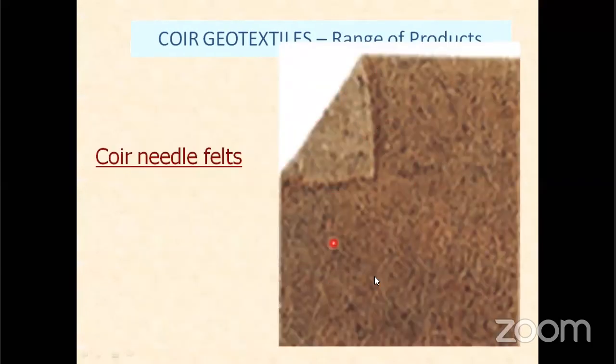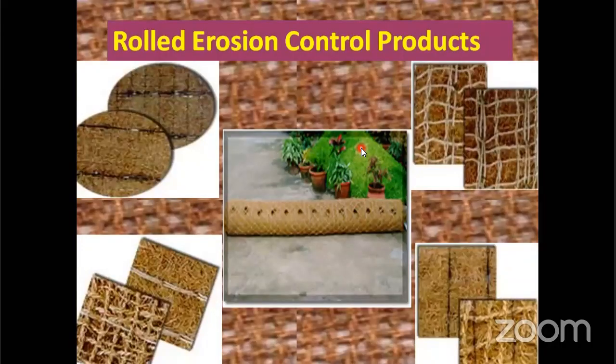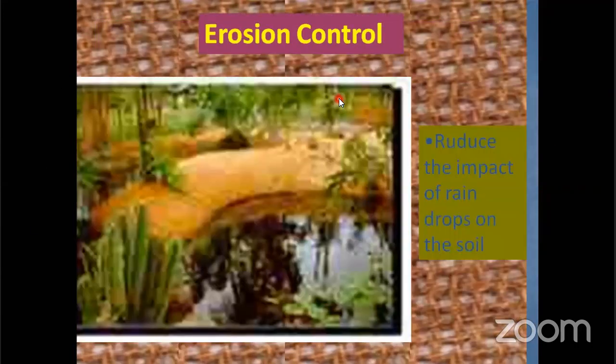This is a picture of coir needle felt. These are pads made by interlocking coir fiber through needling. These felt pads can be used for low-cost acoustic control, air and water filtration, thermal insulation, and also for soil erosion control. So this picture will give you the different erosion control products together.